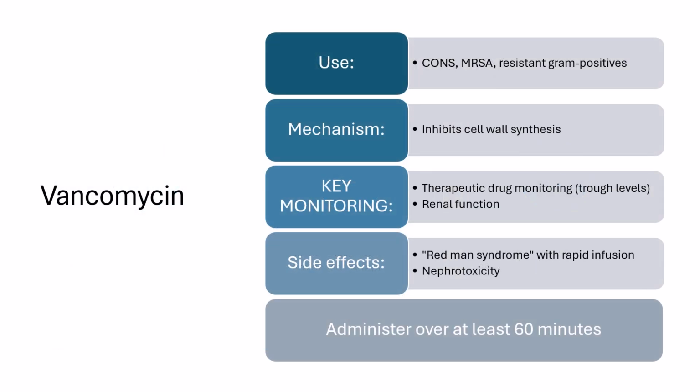I'm sure you will see at least one question about vancomycin. This glycopeptide antibiotic inhibits cell wall synthesis in gram-positive bacteria, but works differently than beta-lactams. We use it primarily for coagulase-negative staphylococci, MRSA, and resistant gram-positives. Therapeutic drug monitoring is absolutely necessary. Aim for trough levels of 10 to 15 for serious infections.